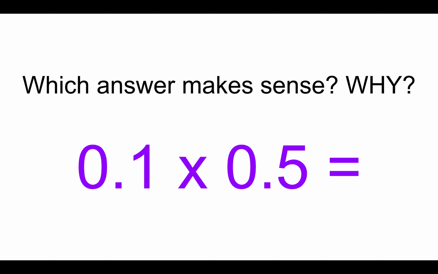So now you're going to think about which answer makes sense and why. The first problem is 1/10 times 5/10. So think about it for a second. Which answer makes sense? Awesome. I bet some of you use the moving decimal rule. I bet some of you estimated that the answer had to be smaller because we multiplied decimals. Nice work. So the answer to this one was 2/100. Let's look at another one.